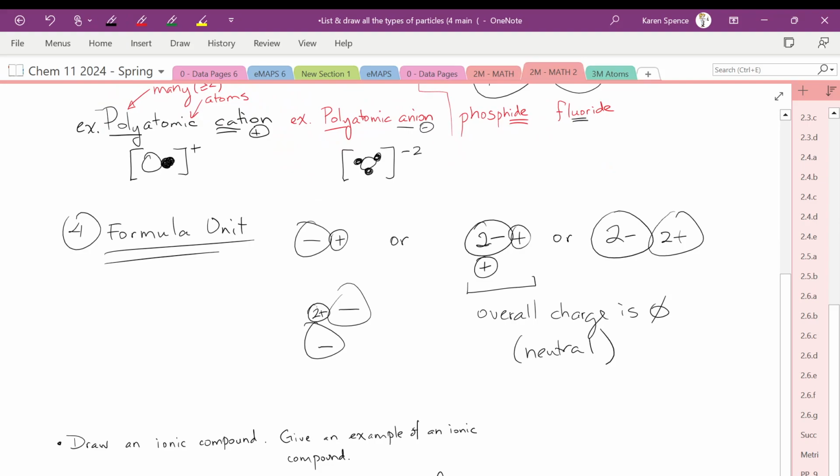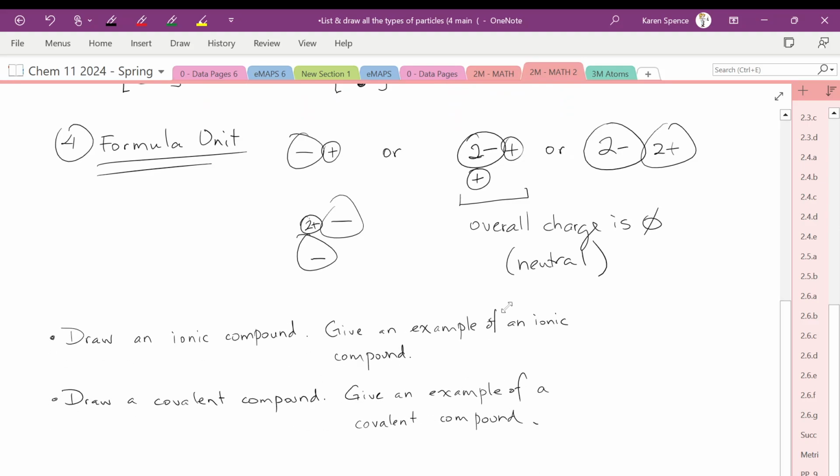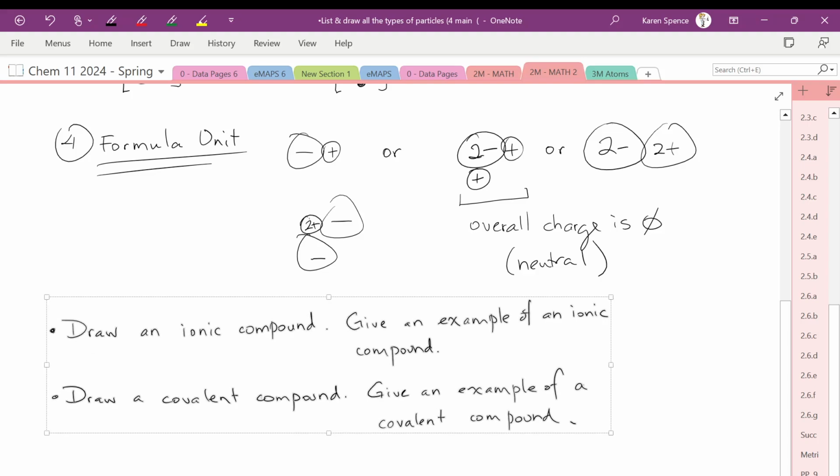Okay. Oh my gosh, have we finally made it to drawing an ionic compound? I might have to make it a little bigger. It looks puny now because I think I started writing bigger.